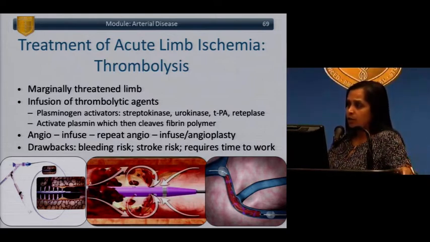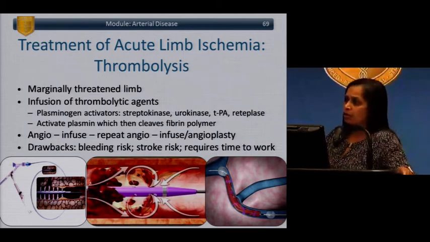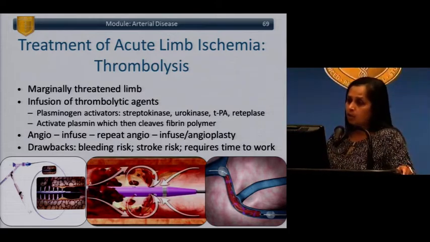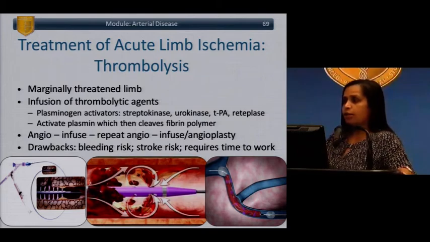You can adjust the position of your catheter. You can do angioplasty if you feel you need to. The biggest drawbacks are the risk of bleeding with the thrombolytic agent, as well as the fact that this needs time to work. It does not work immediately. So it's not an appropriate technique for somebody who has an immediately threatened limb.